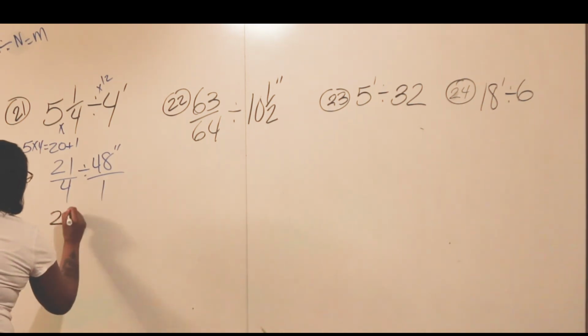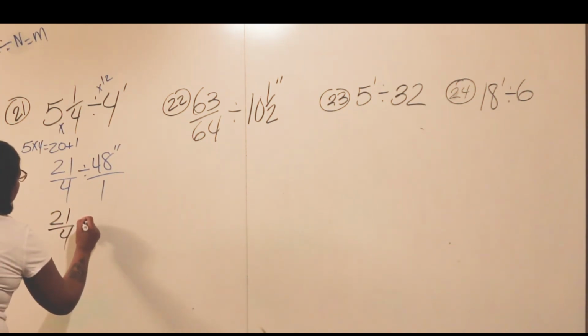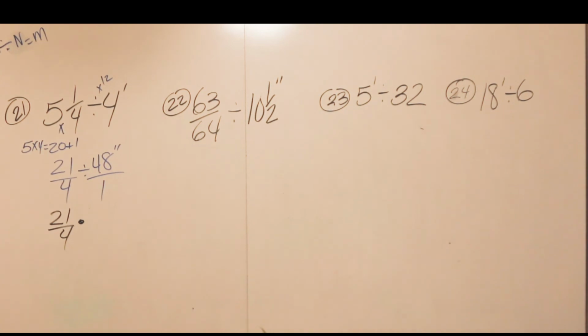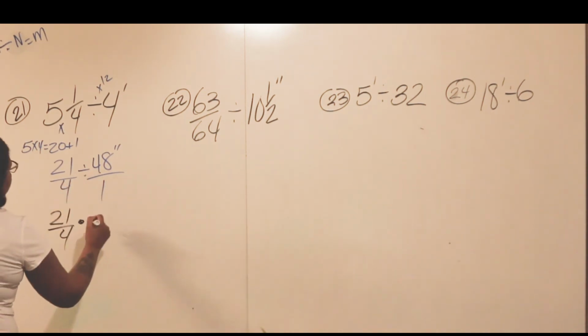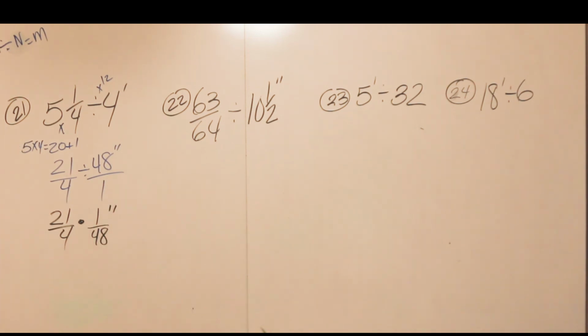So we rewrite the first numeric expression. It turns to a multiplication problem, and then we reciprocate the second numeric expression. Bam. So now, next step, can we cross reduce? The 48 and 21. What can we use to cross reduce?